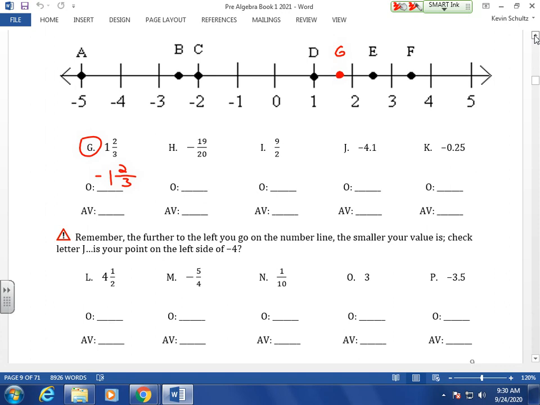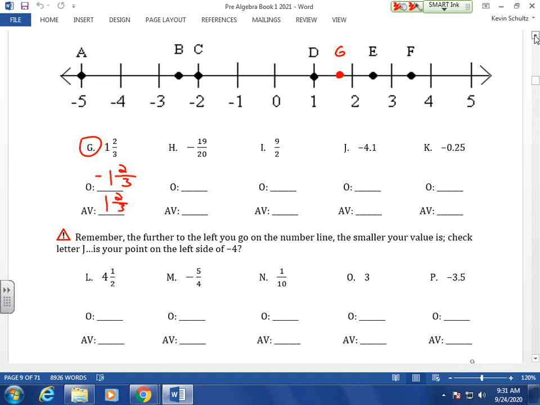Okay? Opposites just have to do with what number is the same distance on the other side of 0. And the absolute value, how far away is 1 2/3 from 0? It is 1 2/3 away from 0. So just remember that absolute value will always be positive. The opposite is what number on the other side of 0 is the same distance. Okay?